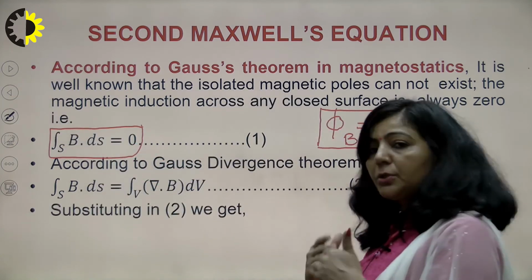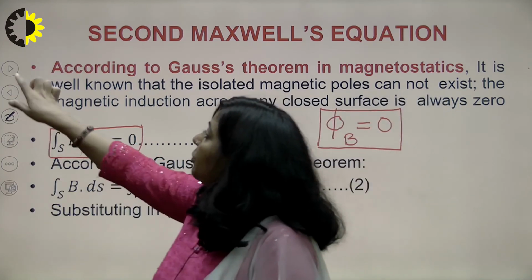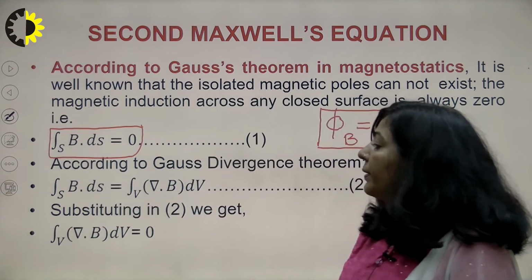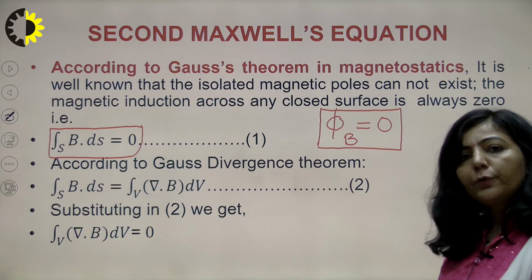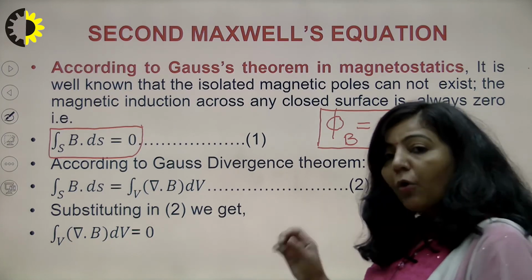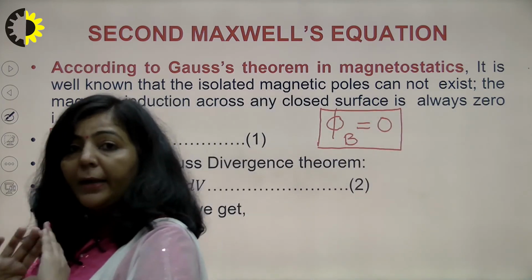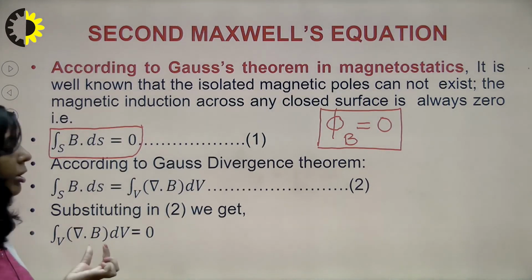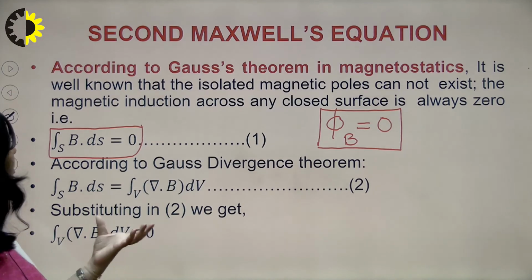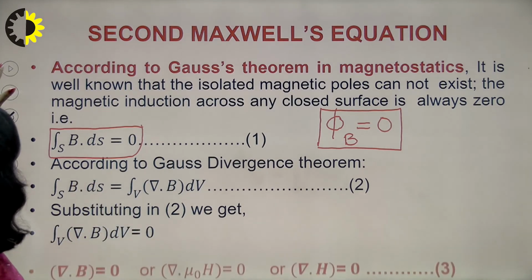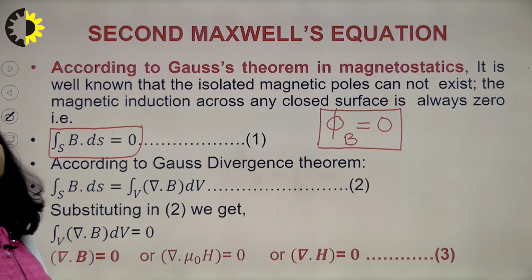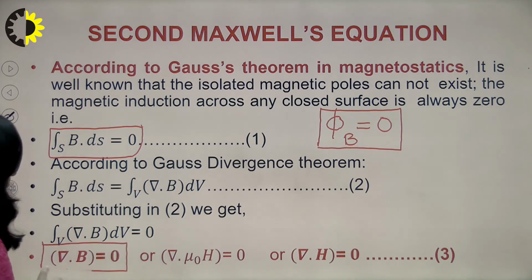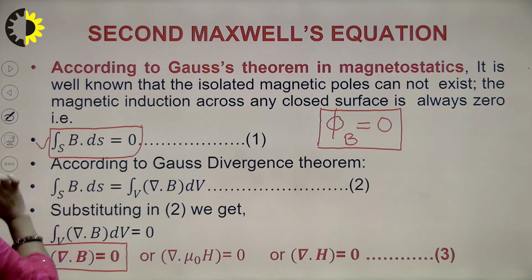So when you are substituting back in this equation, you are getting the volume integral of divergence of B is equal to 0. And since the volume integral of this particular term del dot B is 0, the conclusion is that del dot B should be 0, only then this is possible. So the conclusion from here is that del dot B is 0. So what is this? Actually this is the differential form of this particular equation.